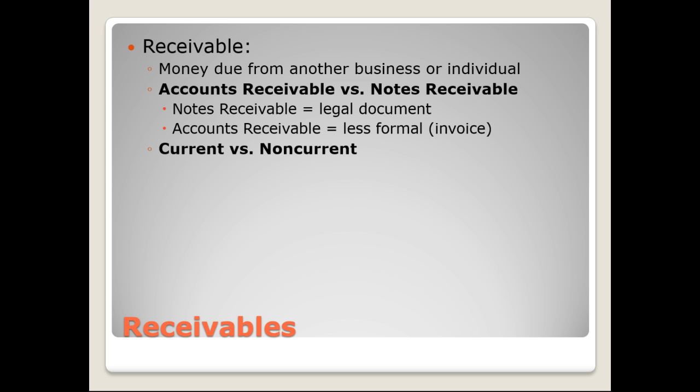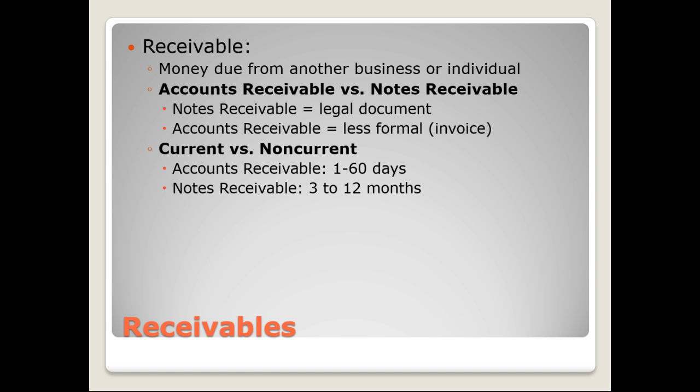Another way to think about receivables is current versus non-current. Now, if you remember from earlier chapters, current, we used to say means due within less than a year. When we're thinking about receivables, current usually means due within 1 to 60 days versus a notes receivable, which is usually a little longer, 3 to 12 months. Notes receivable are still not usually longer than 12 months.